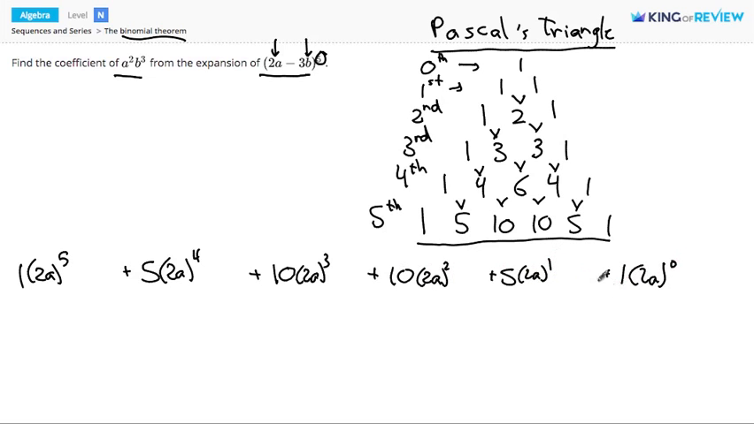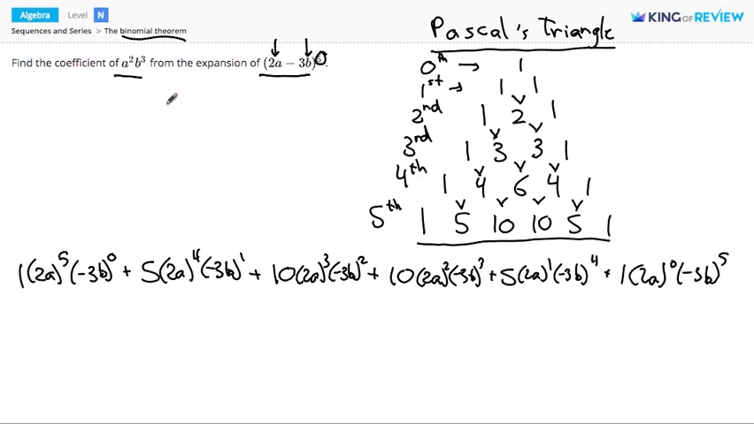The second term in the binomial, negative 3b, goes in reverse. We start with negative 3b to the 0, and we go up from there. Negative 3b to the 1st, negative 3b squared, negative 3b to the 3rd, negative 3b to the 4th, and we end with negative 3b to the 5th. This is the entire expansion of 2a minus 3b to the 5th.